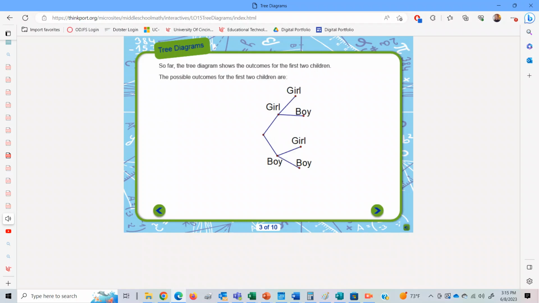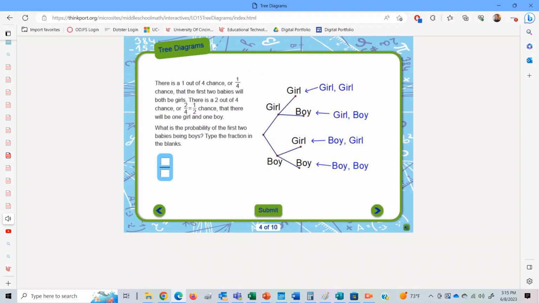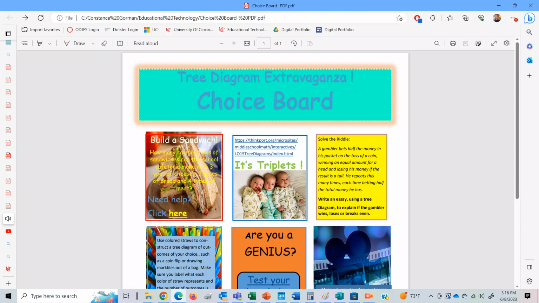Okay, so now I'm paging through, but this is actually a 1 out of 4 chance, or 1/4 of a chance, that the first 2 babies will both be girls. And 2 out of 4 chance, or 1/2 of a chance, that there will be 1 girl and 1 boy. So that's what I like about it. Okay, so anyway, I can't stop that video, but I like this because it explains it. Plus, the students can enter data and submit it and determine whether they are correct or not.